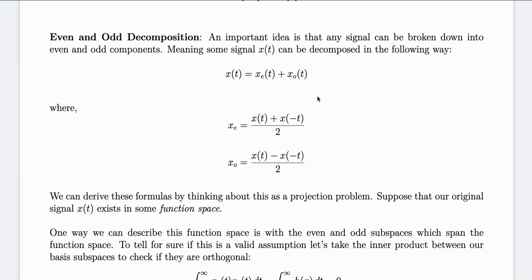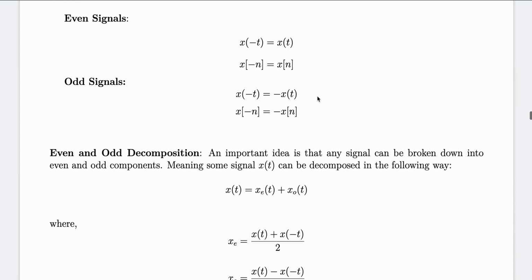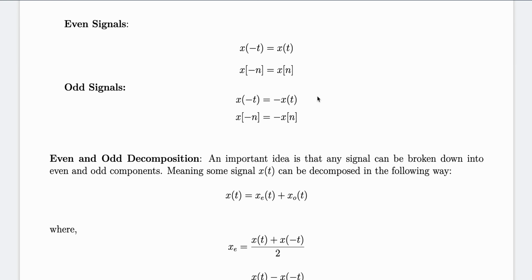So let's get started. Before I start, I want to make sure that we're fresh on the idea of even and odd signals. Even and odd signals obey this property. For even signals, if we take the reflection of the signal, this is equal to the original signal. In other words, they're symmetric around the t equals 0 axis. The opposite holds for odd signals: if you take the reflection of them, they're anti-symmetric. So they look the same, but they're flipped.